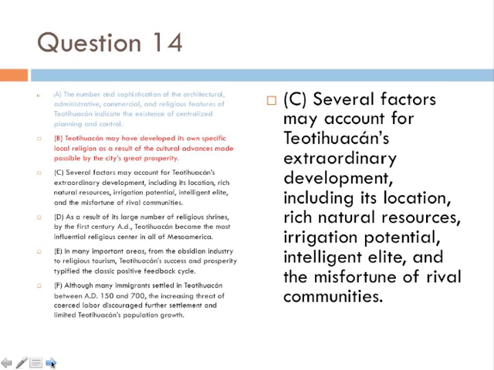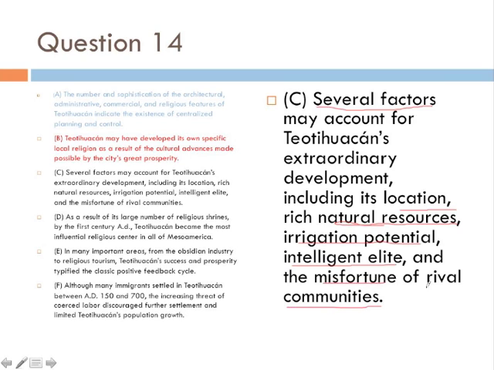All right, now let's look at C. Again, notice right away it starts off with expansive language: several factors. So that's a good sign. May account for Teotihuacan's extraordinary development, which of course was extraordinary. Its location, certainly talking about its location. Its natural resources, it does spend a lot of time talking about the obsidian mine. Potential for irrigation, their intelligent elite, and finally the misfortune of rival communities.